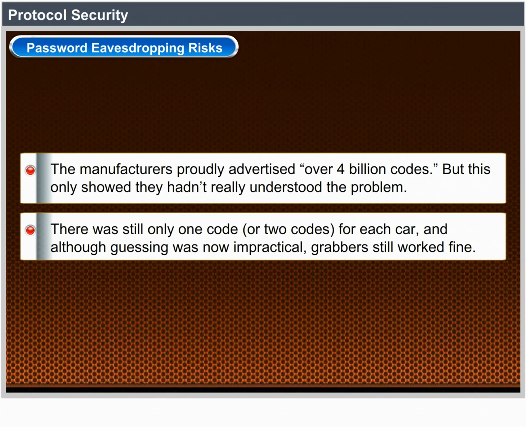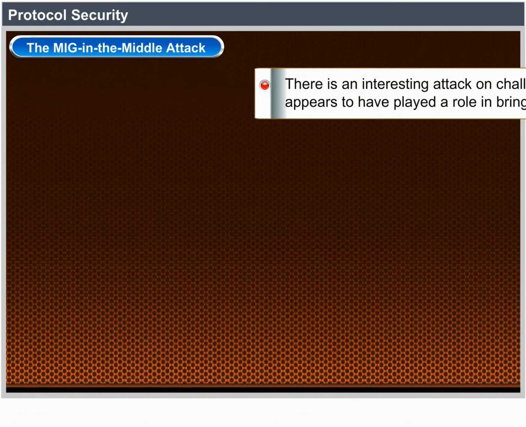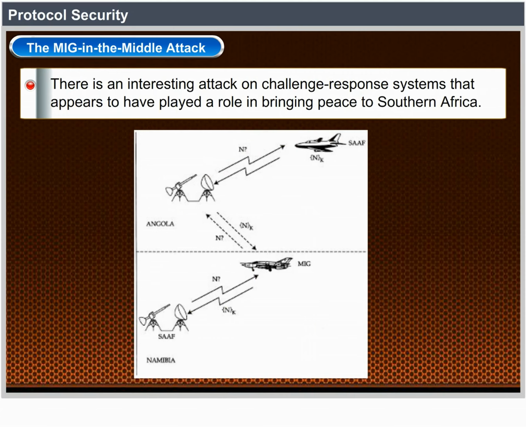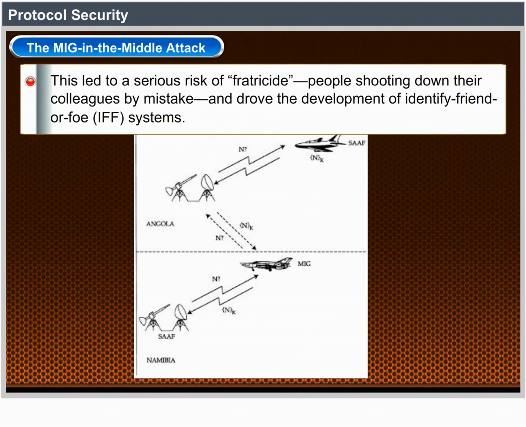The MIG in the middle attack. There is an interesting attack on challenge response systems that appears to have played a role in bringing peace to southern Africa. The ever-increasing speeds of warplanes in the 1930s and 1940s, together with the invention of the jet engine, radar, and rocketry, made it ever more difficult for air defense forces to tell their own craft apart from the enemy's. This led to a serious risk of fratricide, people shooting down their colleagues by mistake, and drove the development of identity friend or foe (IFF) systems.